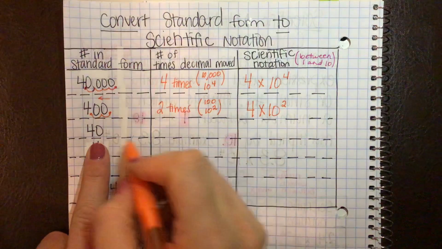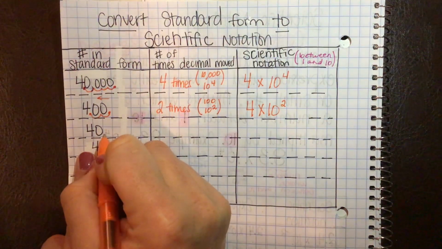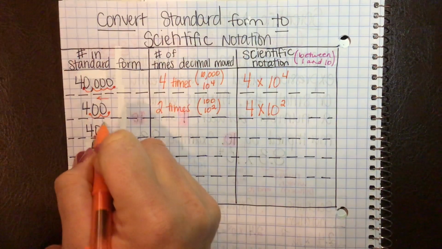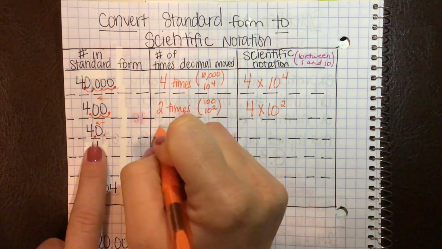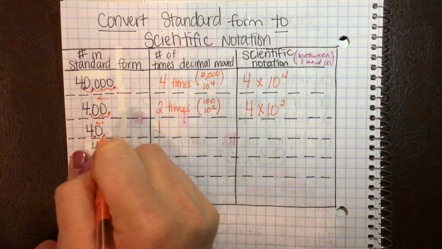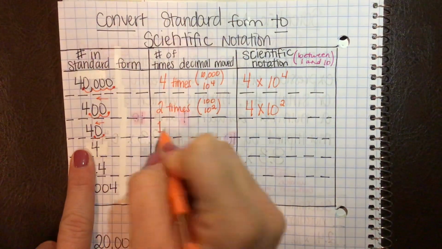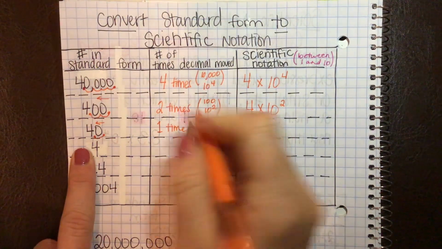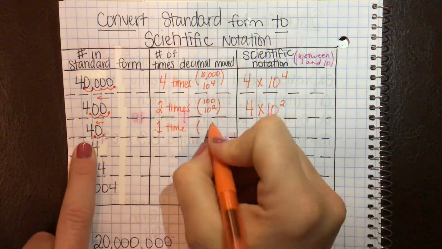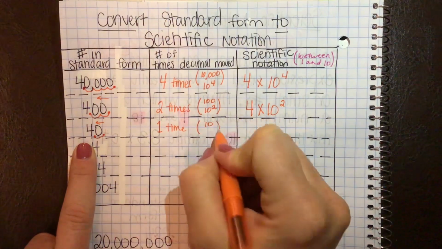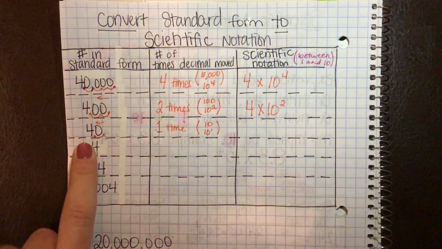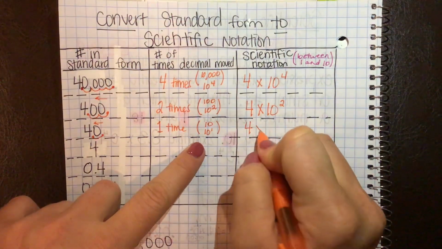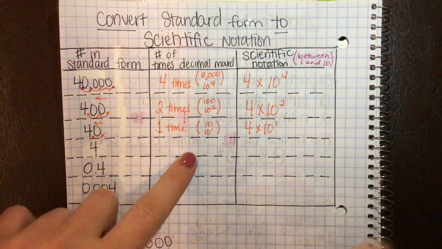Sorry, my thing is shaking. Okay, now this next one, right here, we need to move it to there. So it's still moving that way. So it moves 1 time. Or notice it's 40, so it'd be 4 times just 10, which would be 10 to the 1st power. So 4 times 10 to the 1st power.